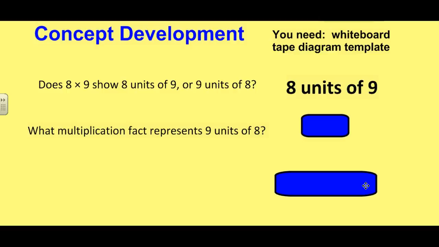So what multiplication fact would represent 9 units of 8? I want you to write that multiplication fact or multiplication equation on your board. We're just not going to write down what it equals. So what multiplication fact represents 9 units of 8? Write that on your board and push pause. 9 units of 8 is 9 times 8. So we use the commutative property right here because at first we had 8 times 9 and then we switched it around to 9 times 8. So we're going to be working with this fact, 9 times 8, on this first problem.